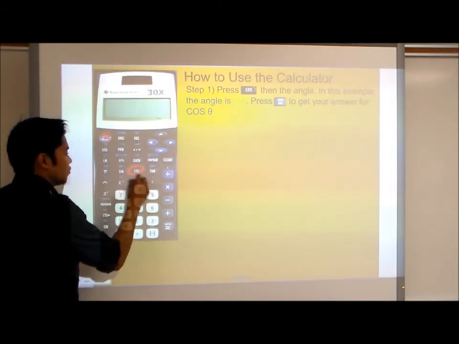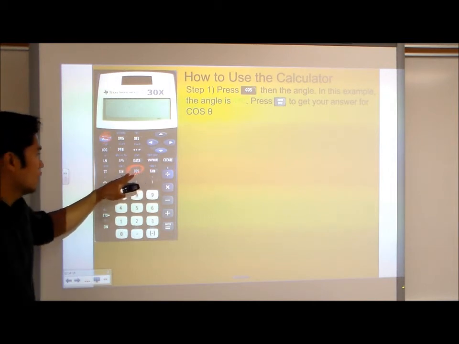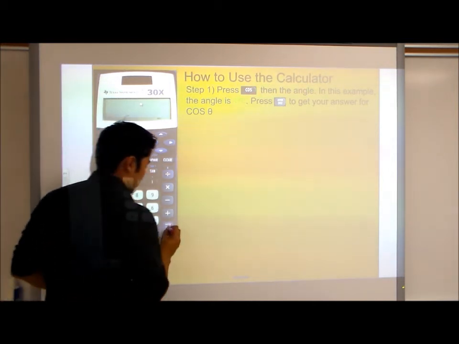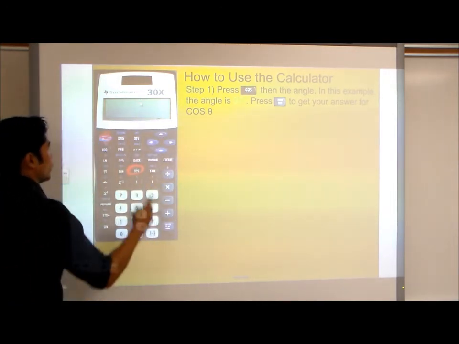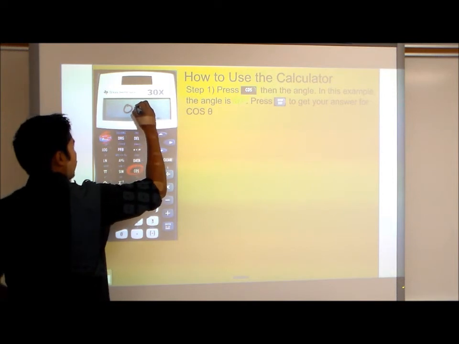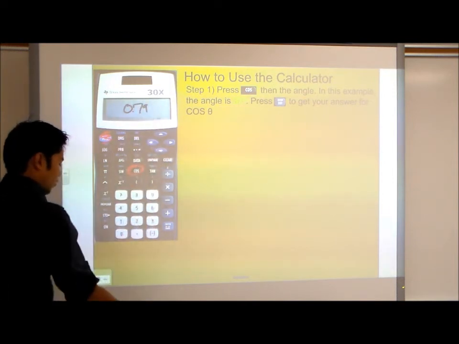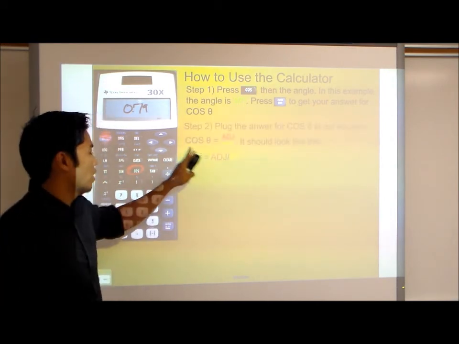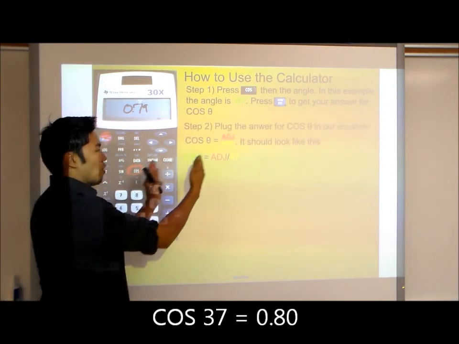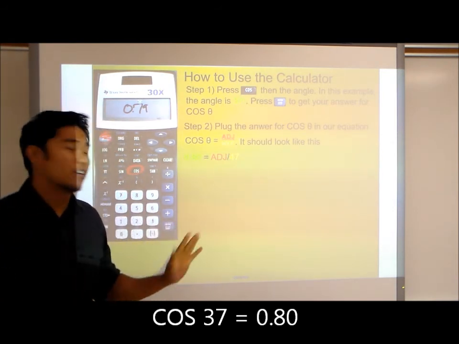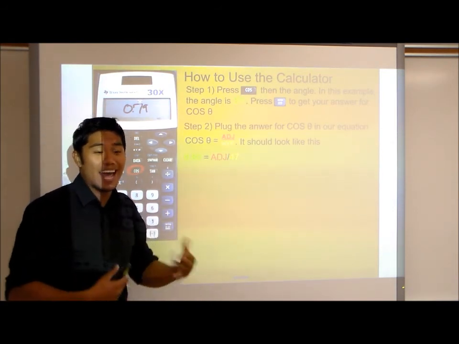So you can just simply push cosine, and then type in 37, and then you push enter. So what you should see here is something along the lines of 0.79 or 8 or somewhere along those lines. What I did was I just kind of rounded it to 0.8. And now we just simply solve for x, or your adjacent. And on your papers, it doesn't matter to me. If I see adjacent, that's fine. If I see x, that's fine.